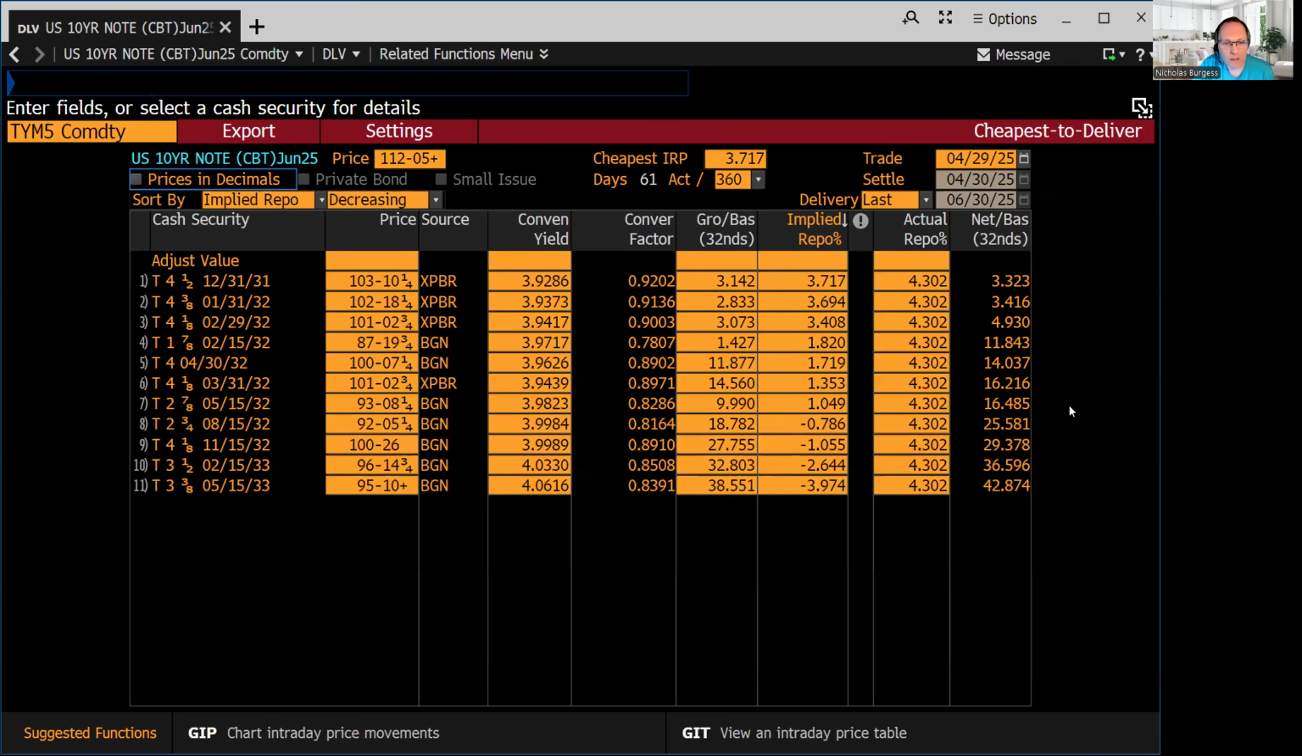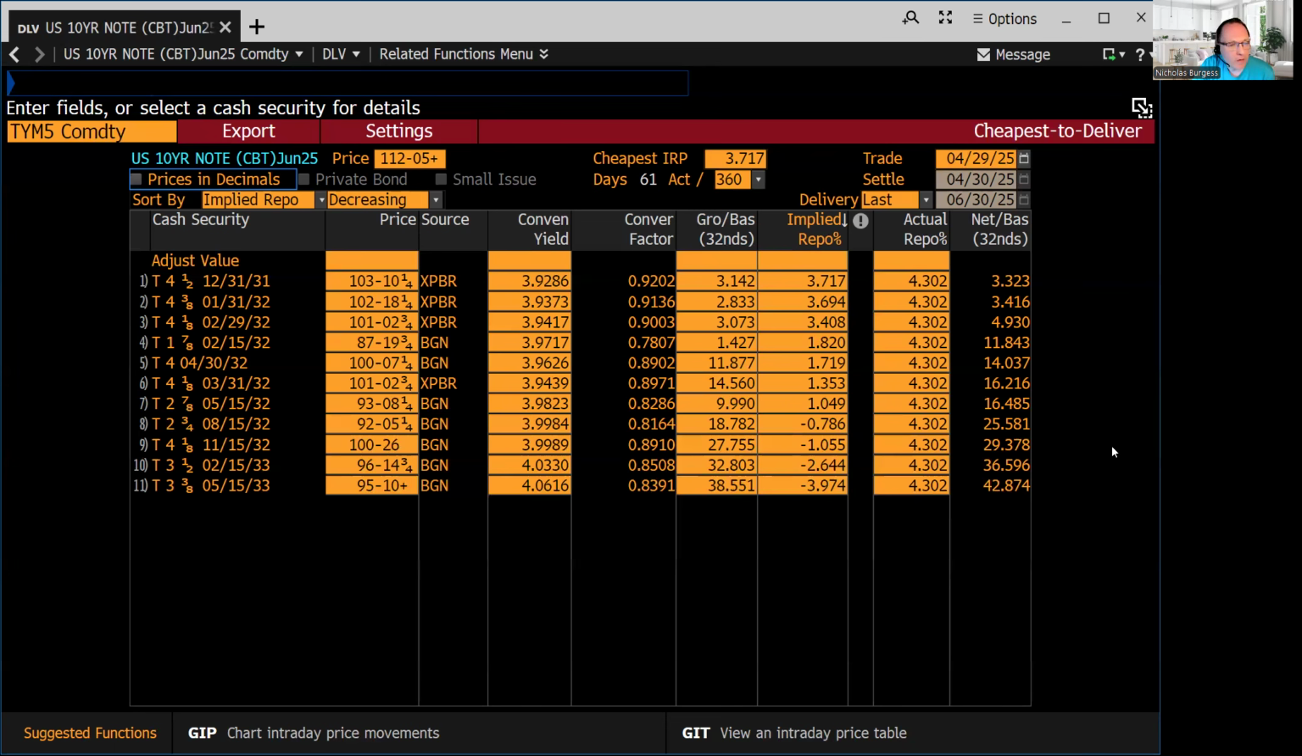The other thing is that when you switch to a new cheapest to deliver, maybe the spread looks different. It should still converge, but if the cheapest to deliver is jumping around, that's going to affect the behavior of that spread and whether it's still profitable. Also, you might find the net basis changes, and the cost of carry changes as well. So you might not be in a positive carry anymore.